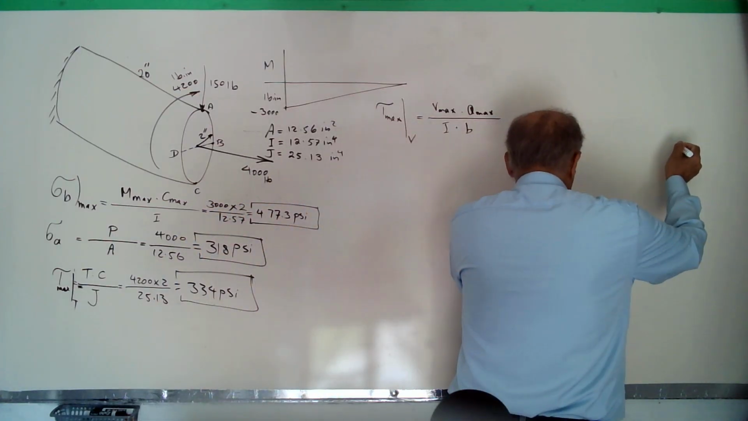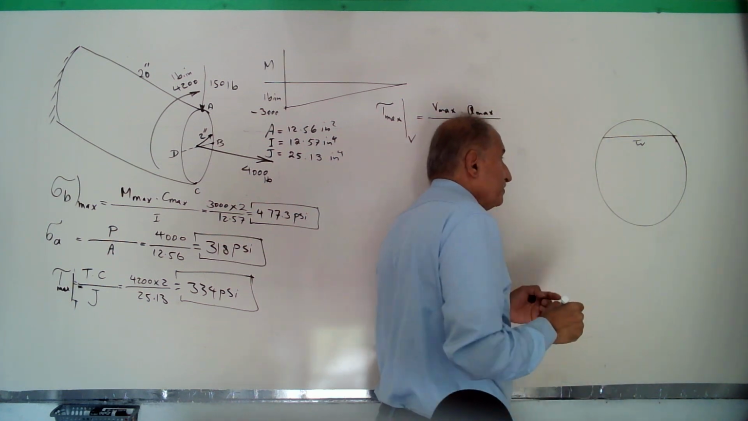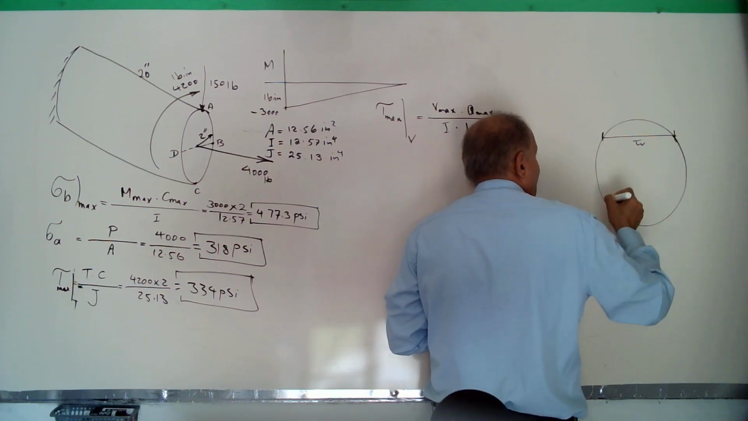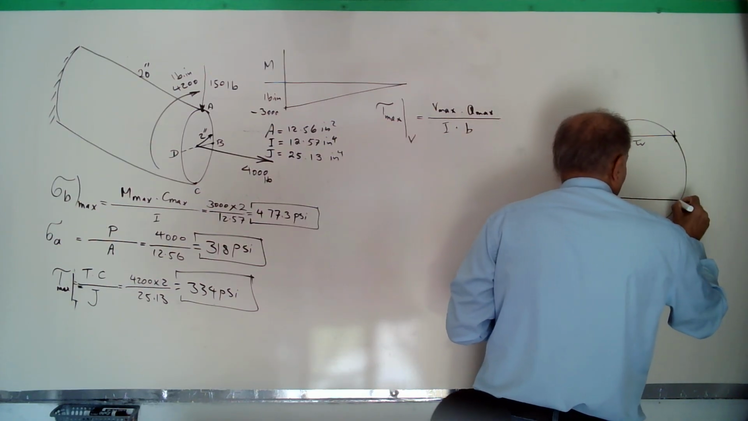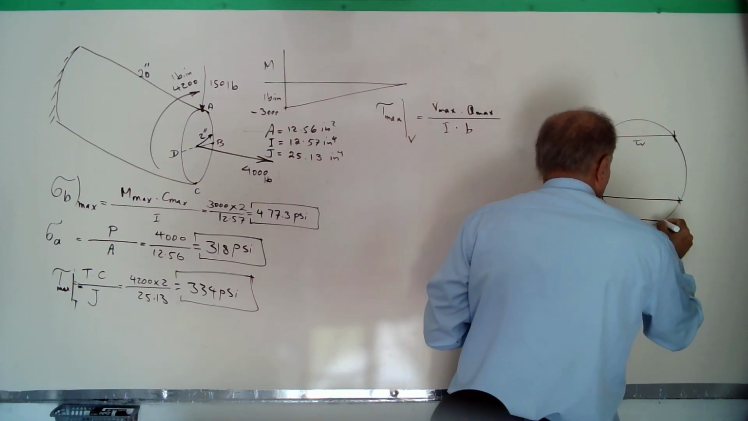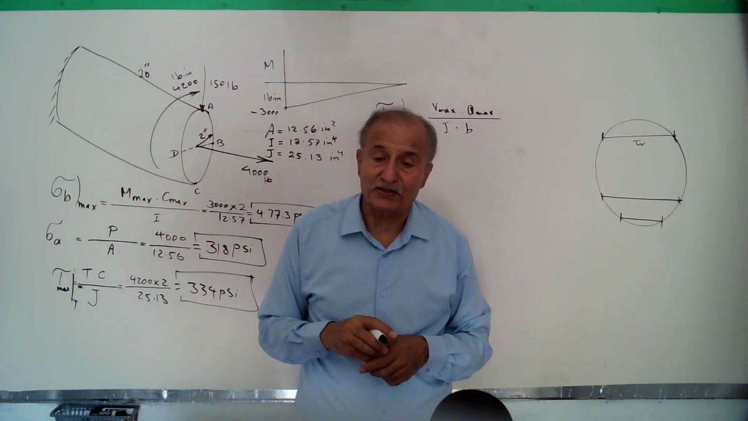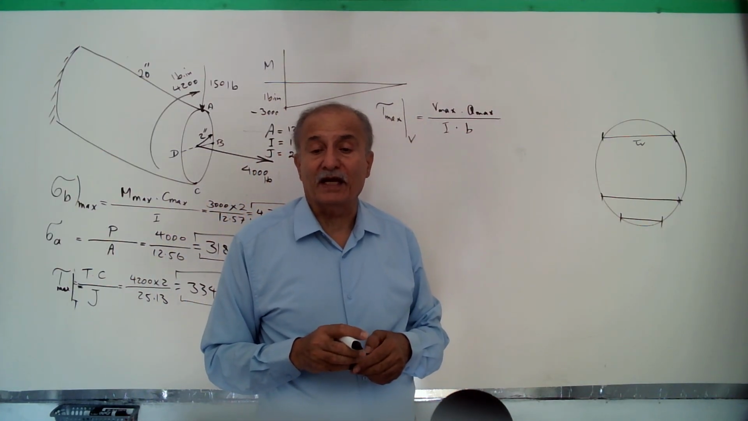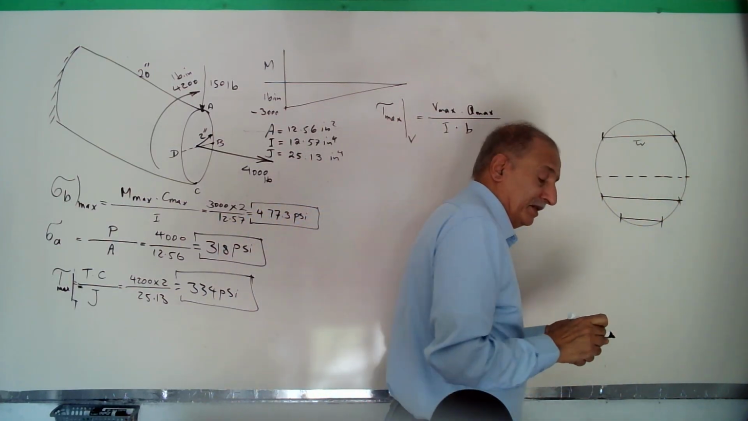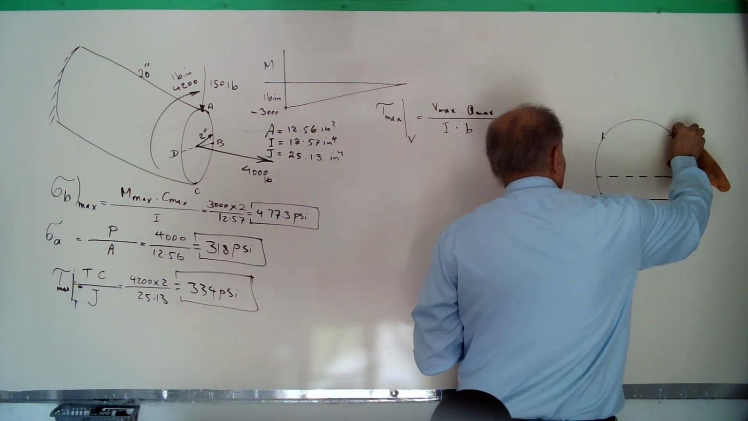If, for example, the cross section is circular, and you are looking for tau of horizontal shear stress at this level, then B is this width. If you are looking at this level, B is this. And if you are looking at this level, but we are looking for tau max, tau max for horizontal shear stress occurs at the neutral axis. Then we consider it at the neutral axis, and we cut the cross section at the neutral axis.